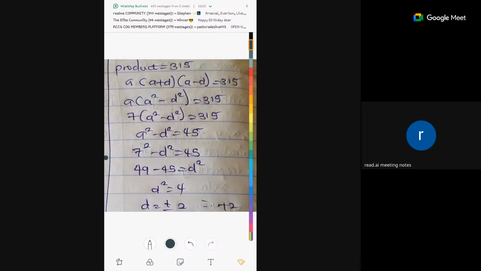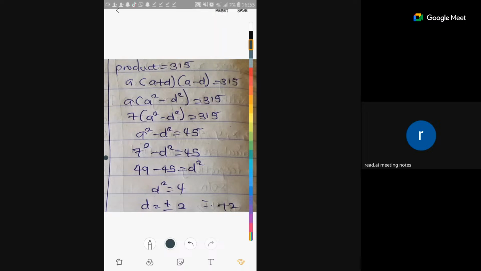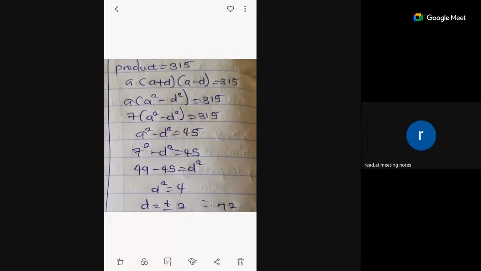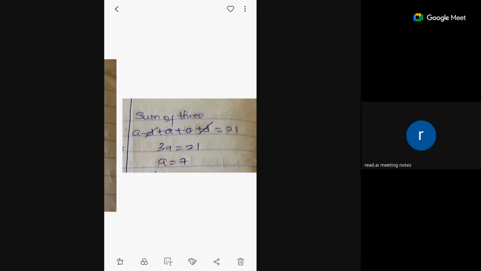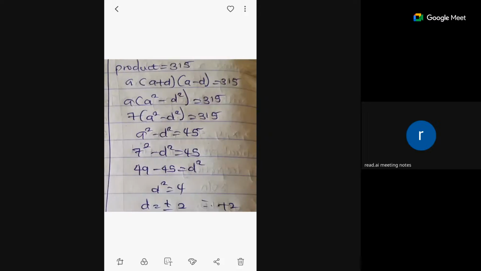So since we multiply the three together, I first expand these two, because these two are in brackets. After expanding this, my A is still outside. Now, don't forget that we already found that our A is 7. So my A can be 7 outside there. So I can decide to express everything at once. So my 7 is outside, open bracket, A square minus D square, close bracket, equals 315.